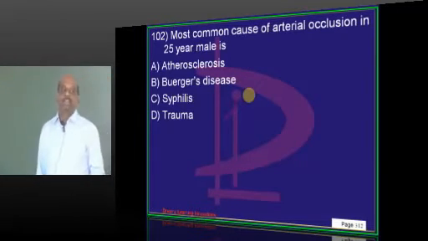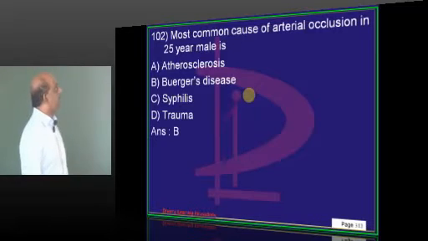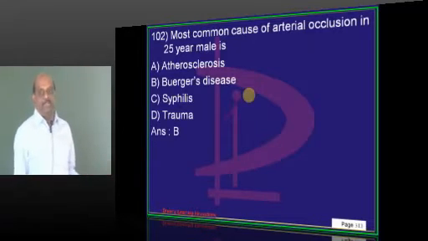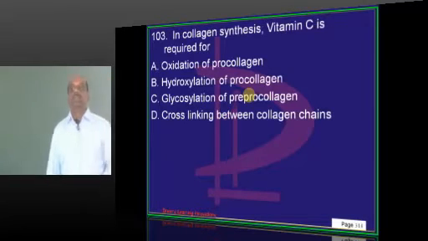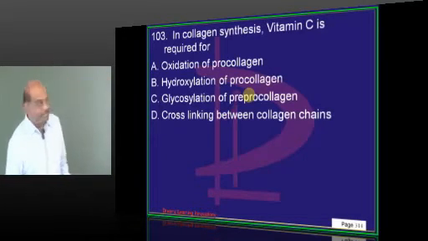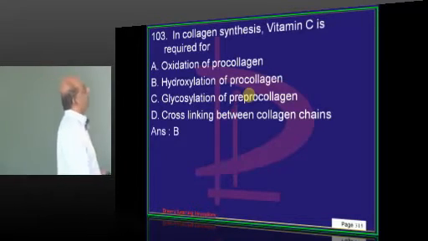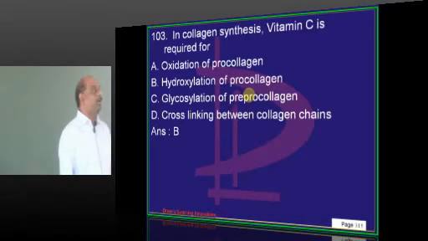Buerger. 35 year old male? Buerger. Hydroxylation of procollagen. Vitamin C? Hydroxylation. Hydroxylation of procollagen.